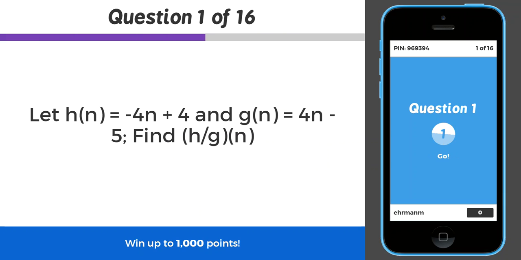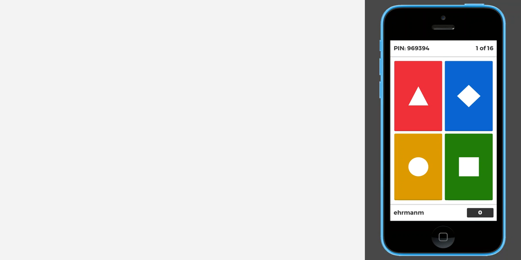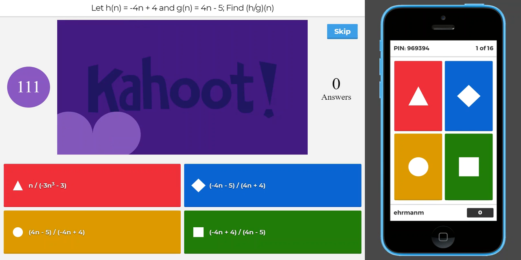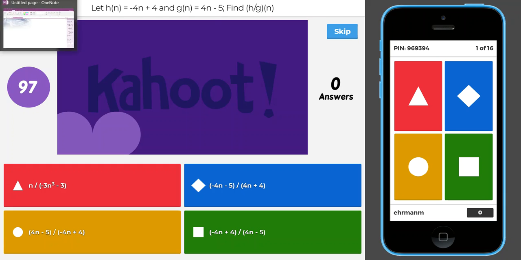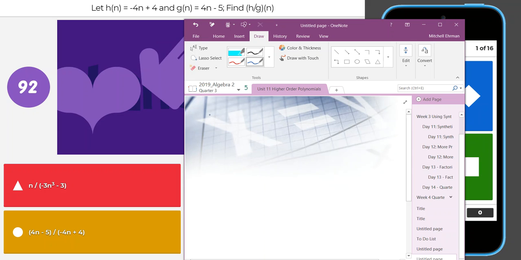All right, we have two functions, h of n and I believe g of n. Let's see what's happening on this website here. It's running a little bit slow right now. Okay, finally came through. All right, so h of n is this first function, negative 4n plus 4. G of n is the second function, 4n minus 5. We need to find h divided by g. Well, that shouldn't be too hard. Let me open up just a scrap piece of paper here.